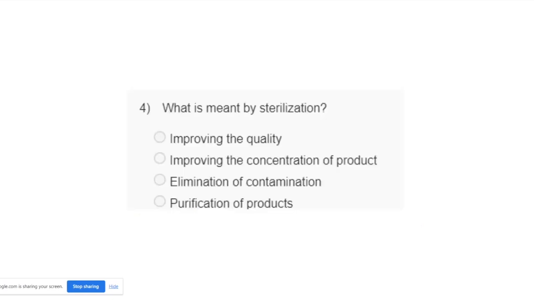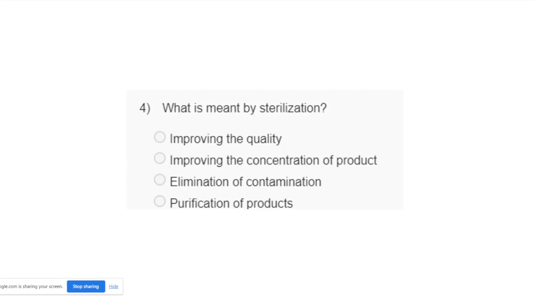Okay, here is the fourth question. What is meant by sterilization? Improving the quality, improving the concentration of product, elimination of contamination, or purification of products. Ma'am, elimination of contamination. Third option, ma'am. Ma'am, pure product, it is also maybe correct, no? No, it is only elimination of contamination. Purification of products is completely different.